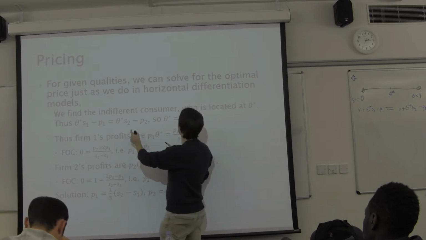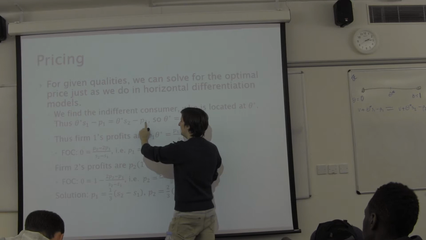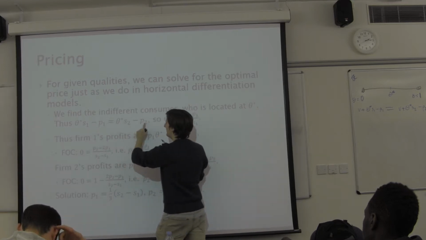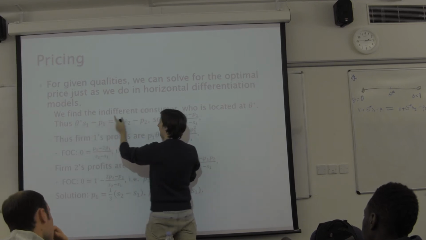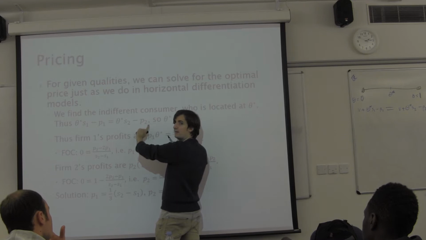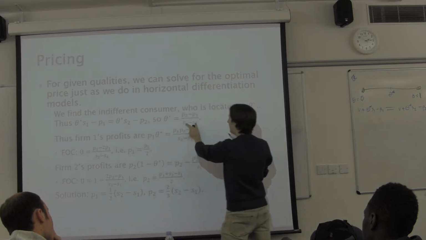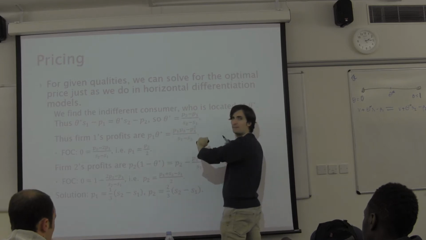So we've got theta star S2 here. Let's take P2 over to this side. Okay, then we're going to have a P2 minus P1. And let's take theta star S1 over to this side, and then we get theta star S2 minus theta star S1. Okay, then we can just divide through by S2 minus S1, and you get this expression.